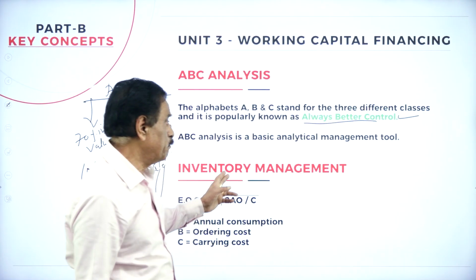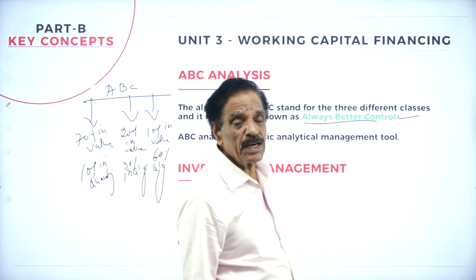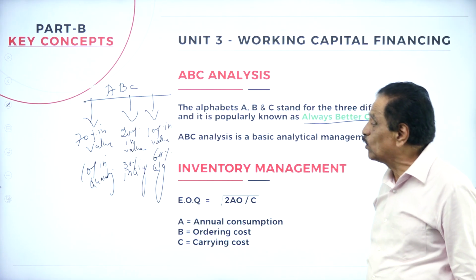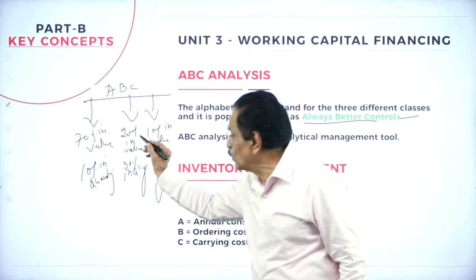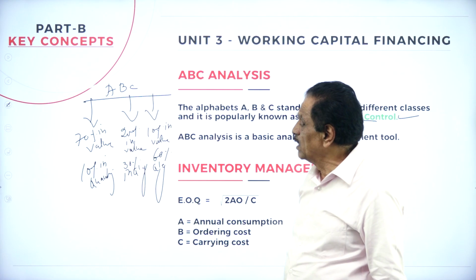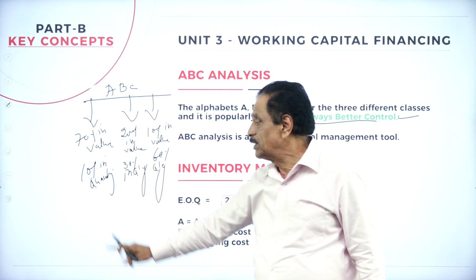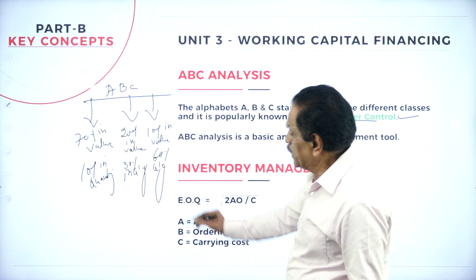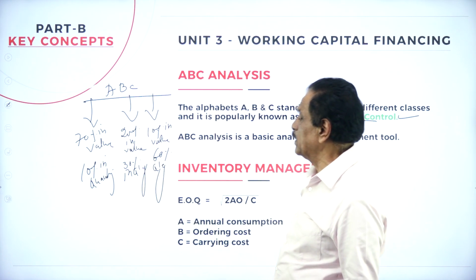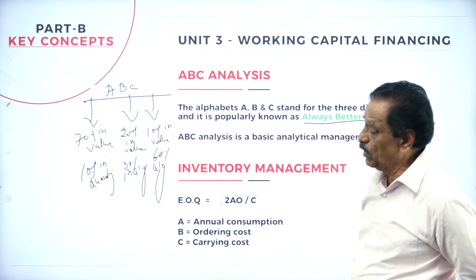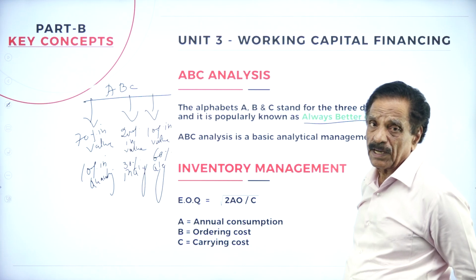So ABC is a basic analytic management tool. It divides the entire material into 3 groups: one is called A, one is called B, one is called C. A is 70% in value, 10% in quantity; B is 20% in value, 30% in quantity; C is 10% in value, 60% in quantity.